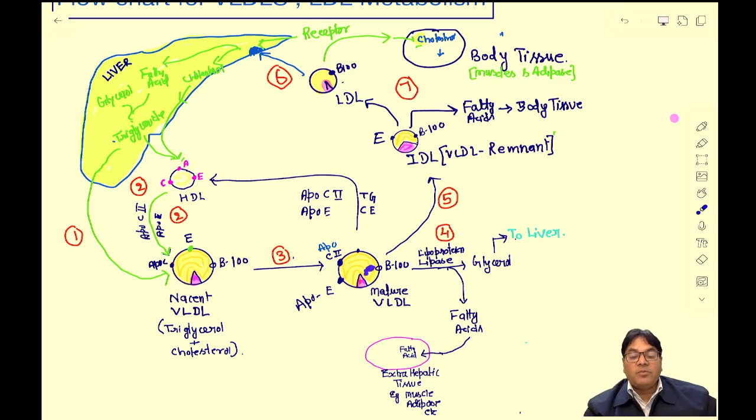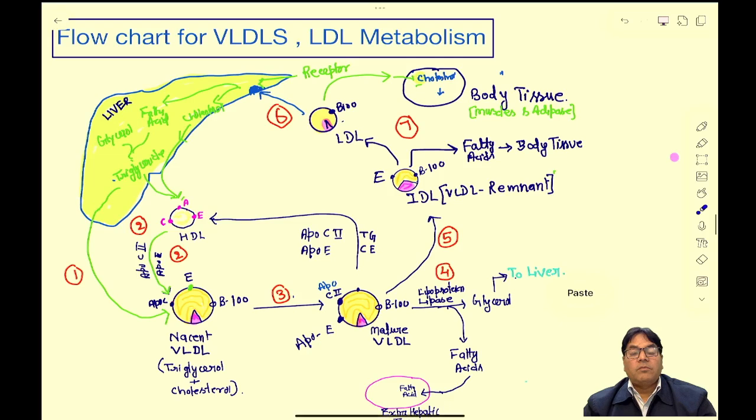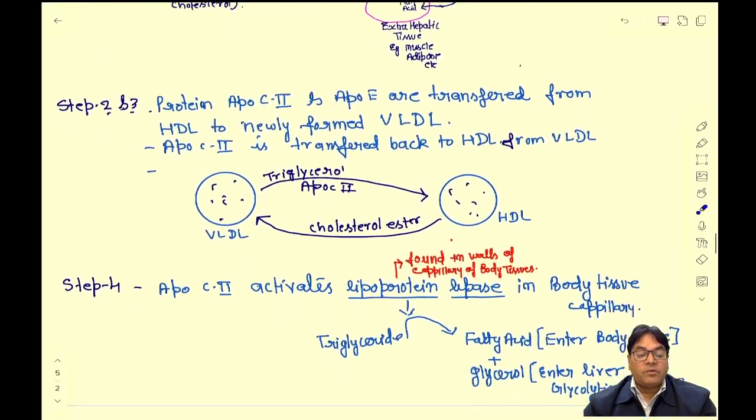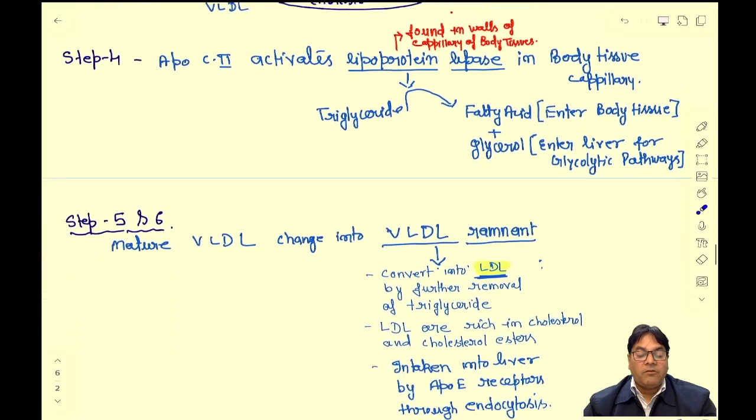Then this VLDL becomes small in size, which is called VLDL remnant or IDL, which gets converted into LDL, and from this IDL and LDL the fatty acids or cholesterol also exit into the body tissue, and the LDL finally formed is taken up by the liver, and then inside the liver it is further metabolized. So like this the metabolism of VLDL and LDL takes place. So this is the write up of this flowchart.